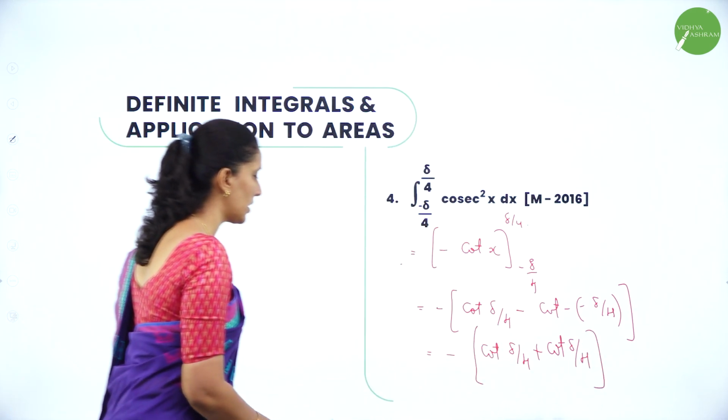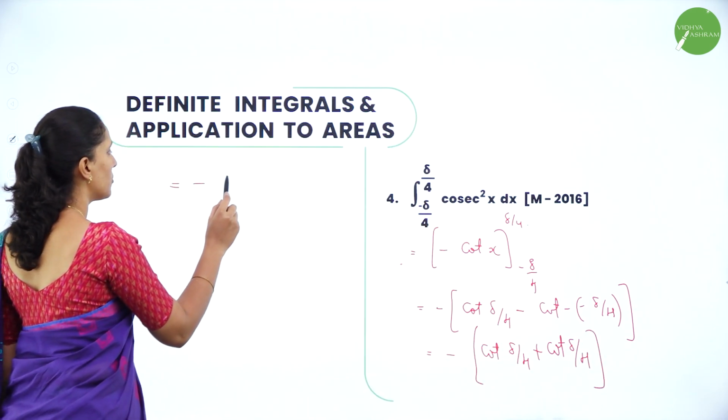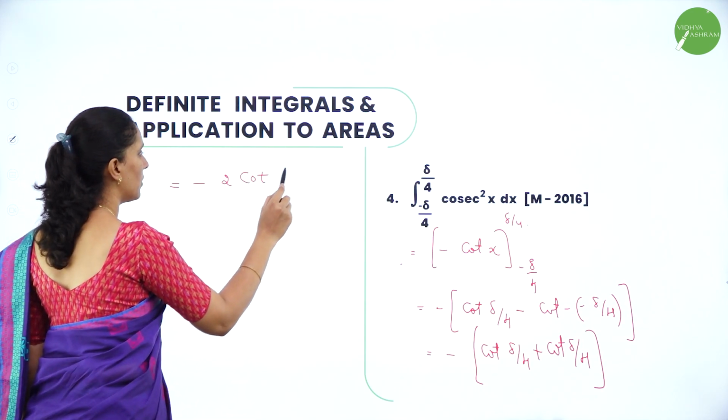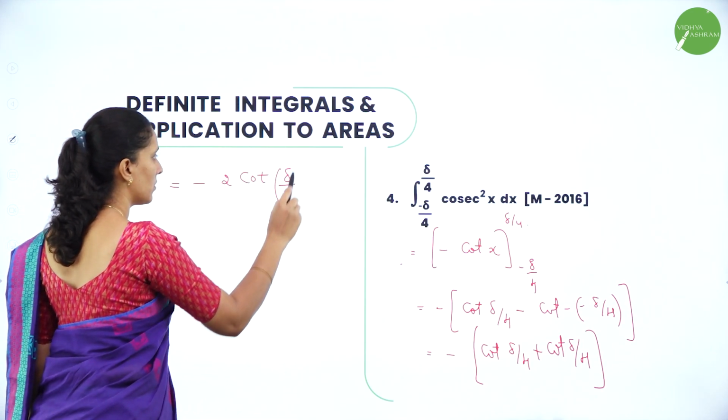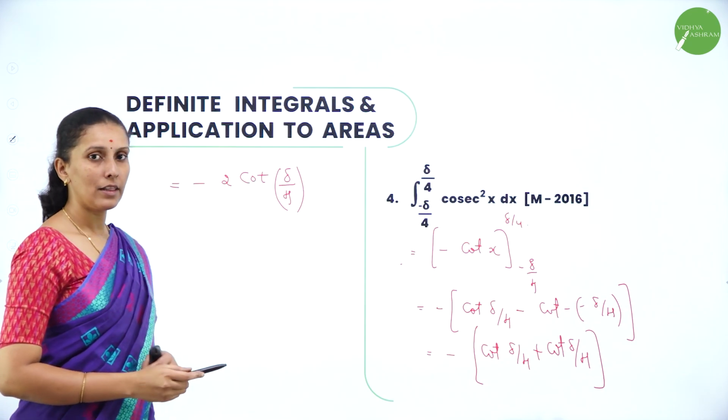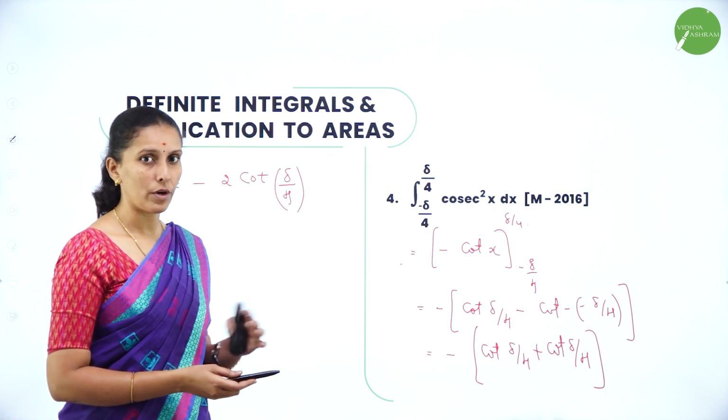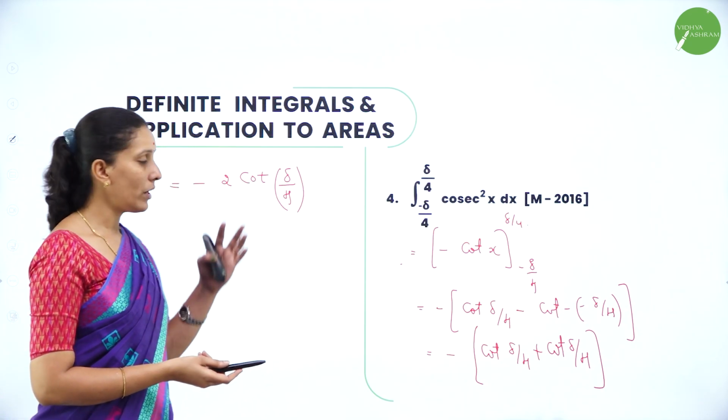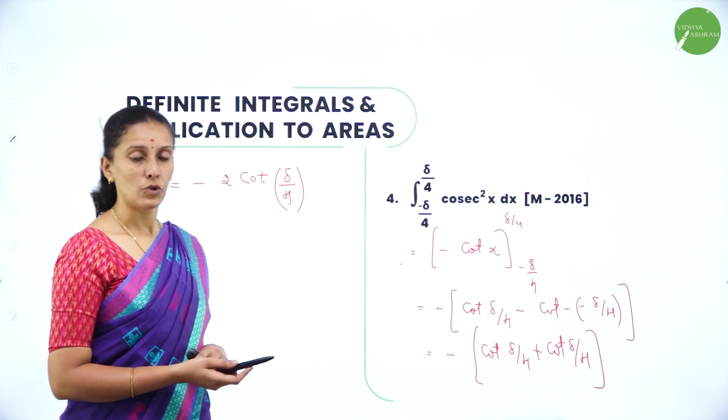So which can be written as minus 2 cot delta by 4. So if you take this in the form of pi by 4, which is cos 45 degree, you can take it as 1. Your answer will be minus 2.